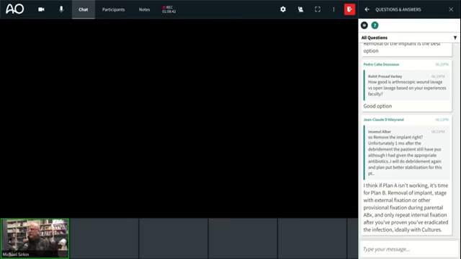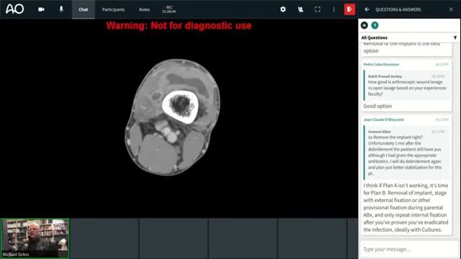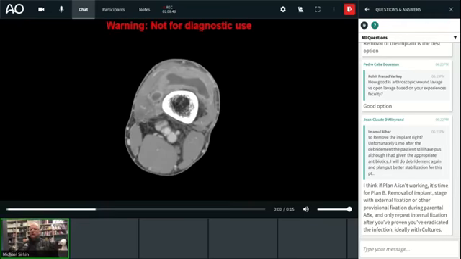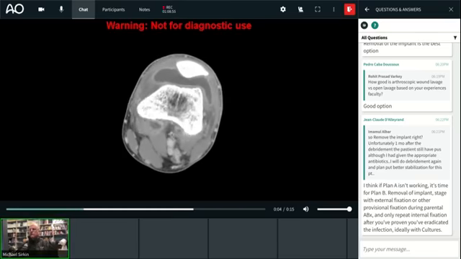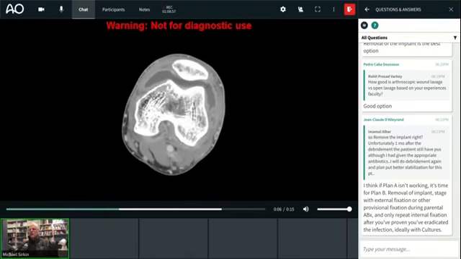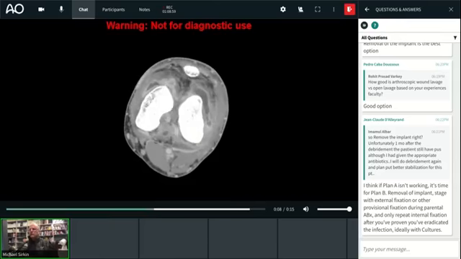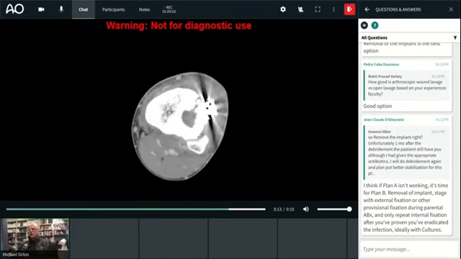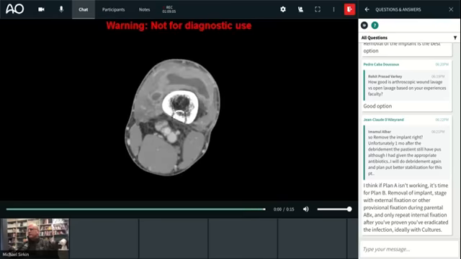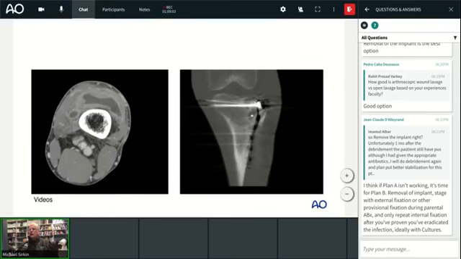It's not quite playing. And here are the axials. And we can see here a large effusion again, and then some debris, and then some bony holes as well, right there. So back to our slides.